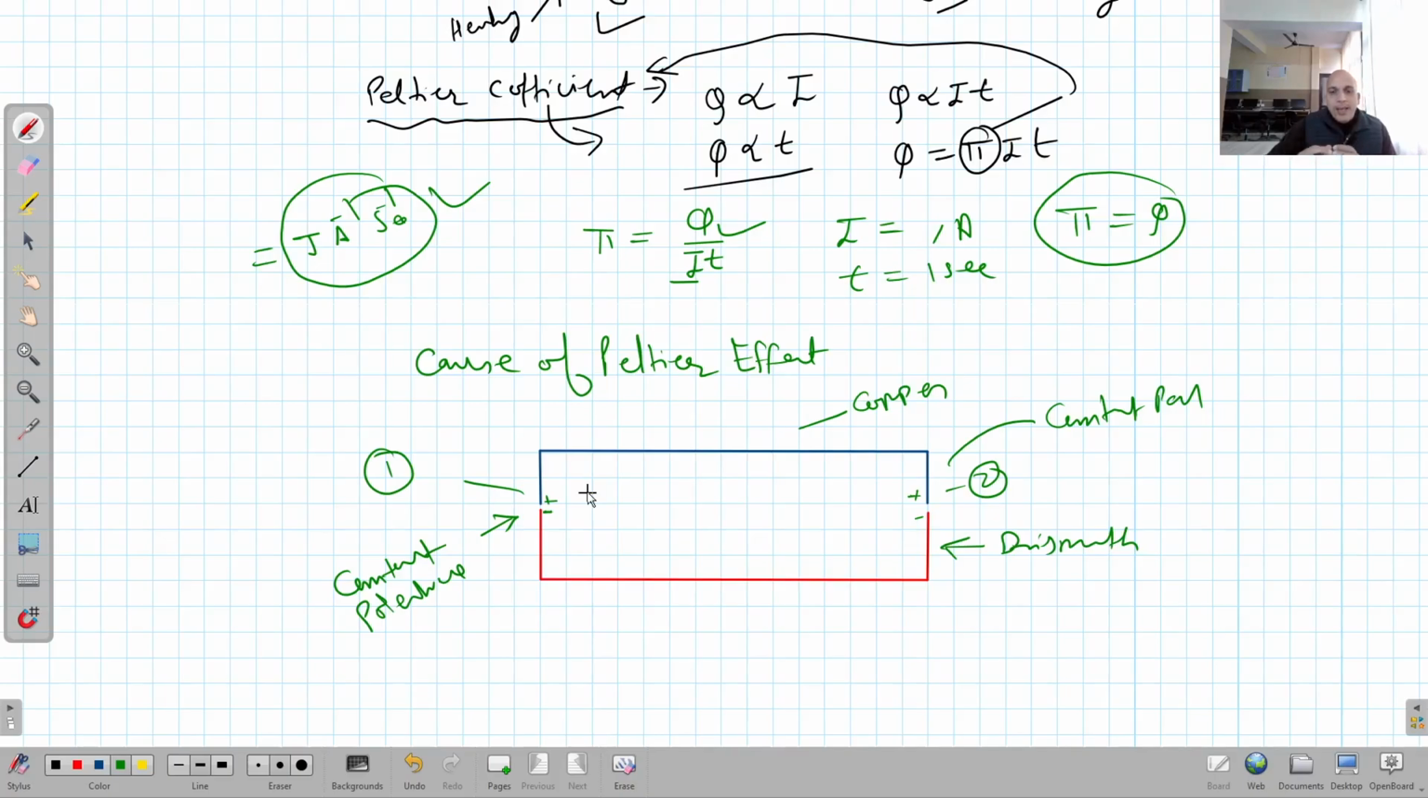Now we know very well, we have seen in the case of Seebeck effect also, that this contact potential is existing at these two junctions when I allow the flow of current in this thermocouple by the application of a battery. Let I have a battery here. I have applied a battery here.